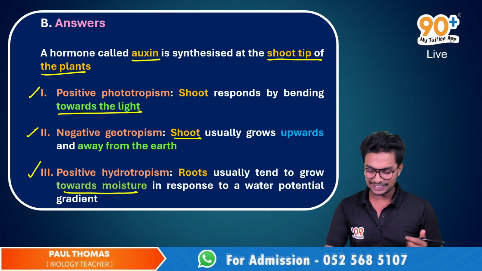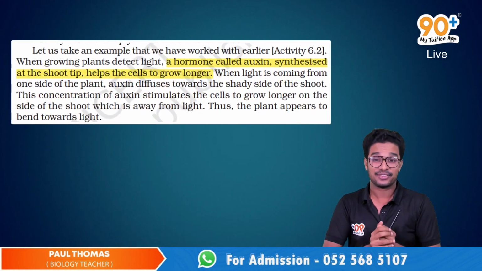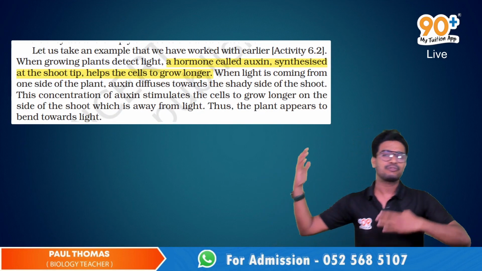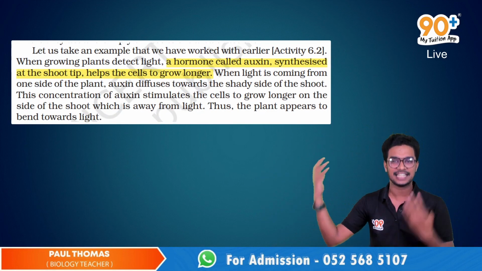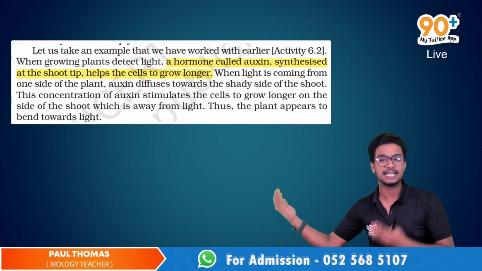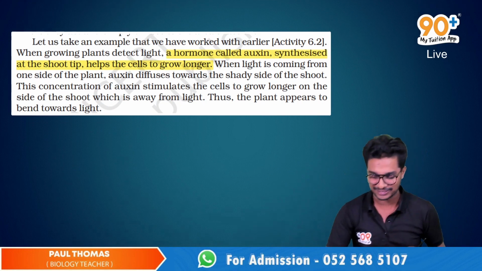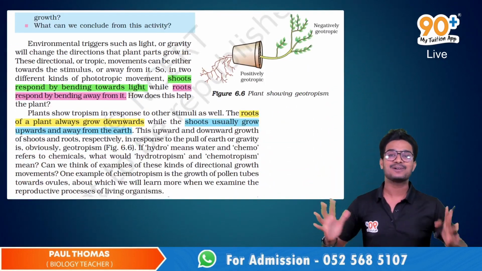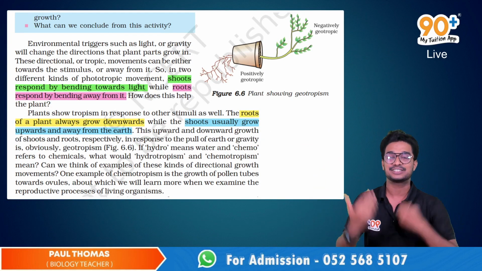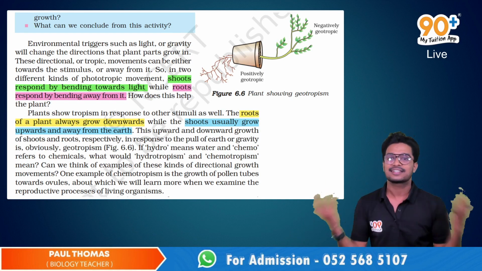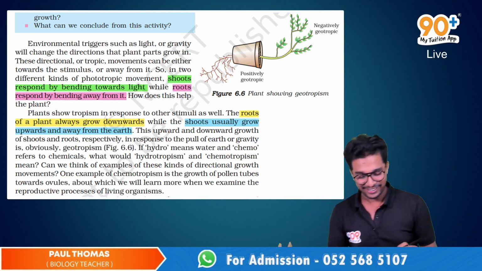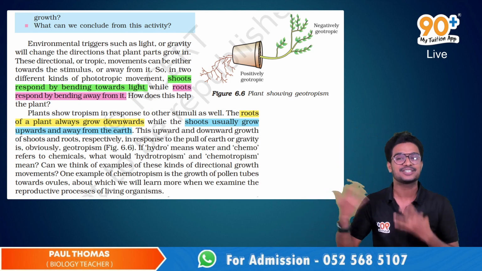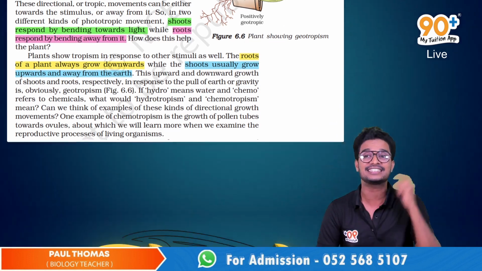So here we discussed the questions and their answers. Here are the highlighted portions of the textbook from the OR part of the question, and we discussed almost the first question. Now we are moving on to the conclusion of the session. Here is the highlighted portion regarding the tropic movement as well. Don't forget to highlight all the points.